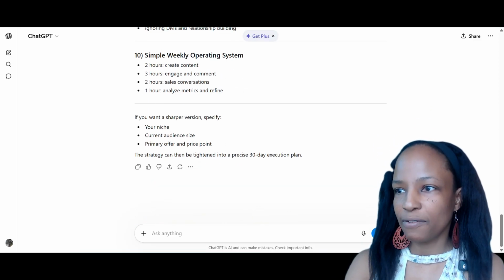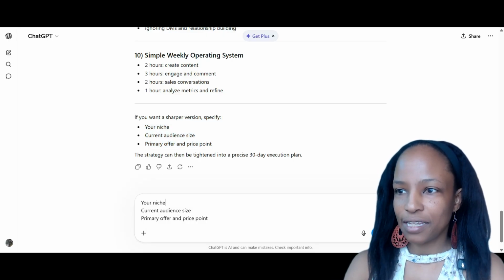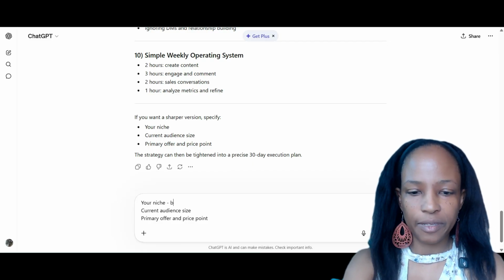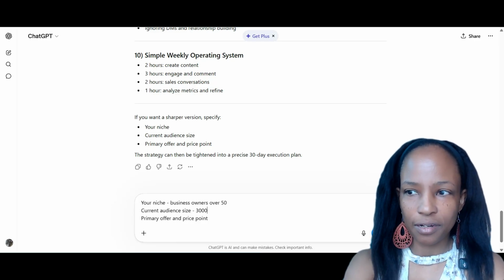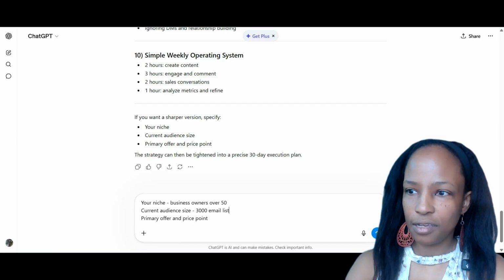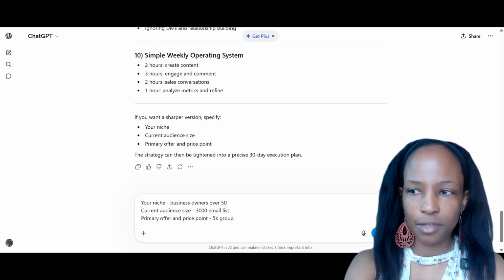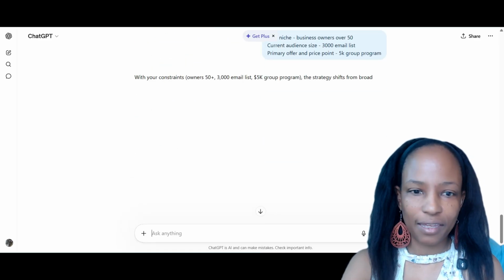It's like, if you want a sharper version, please specify your niche, audience size, pricing, and then it can be tightened. So let's say niche: business owners over 50, audience size 3,000, email list, primary offer. Let's say I do a 5K group program. So let's see if it gives me anything.